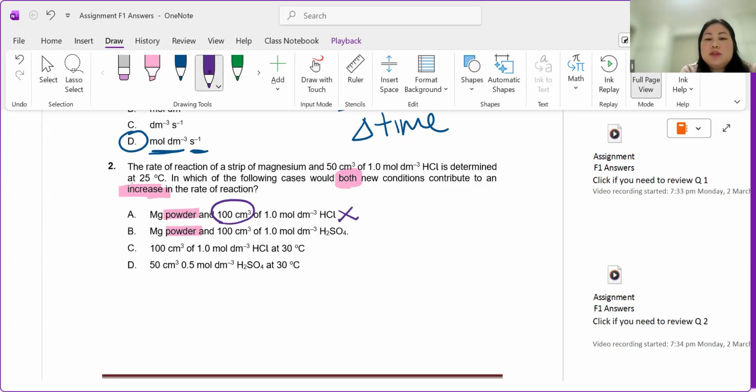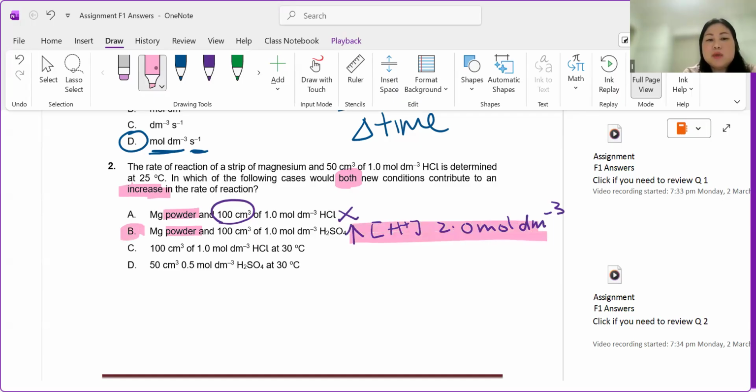I'm now using a larger volume of H2SO4, but even though the concentration is 1 mole per dm cube, the concentration of H plus is actually 2 moles per dm cube because it's H2SO4, right? So it's a dibasic acid. So we are actually seeing an increase in concentration of H plus, and the fact that it's a magnesium powder. So both factors will lead to an increase in rate.